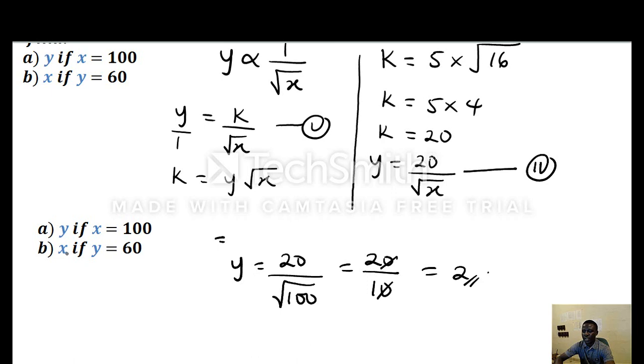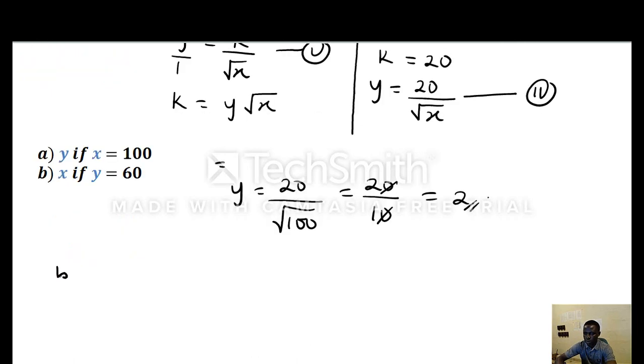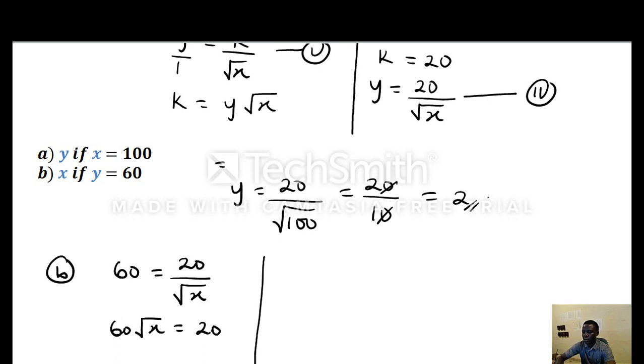B says we should find x if y is 60. So B, if y is equal to 60, x will be, I'll substitute 60 for y in y is equal to 20 divided by root x, of which when you cross multiply, you have 60 root x is equal to 20, and when you divide both sides by 60, it will leave us with root x is equal to 20 divided by 60. When you divide both sides by 10, you have this, and this is going to leave us with 2 into itself is 1, 2 into 6 is 3, which is equal to 1 over 3.